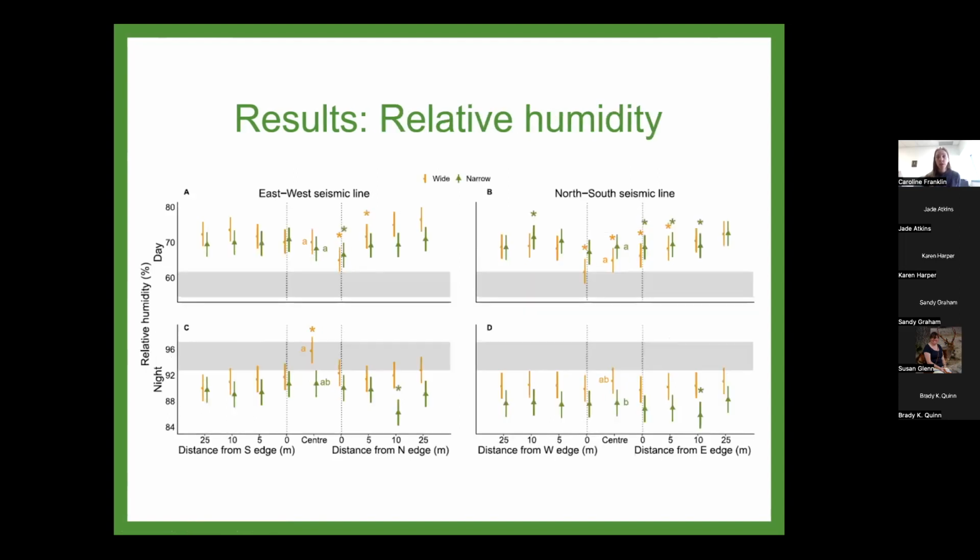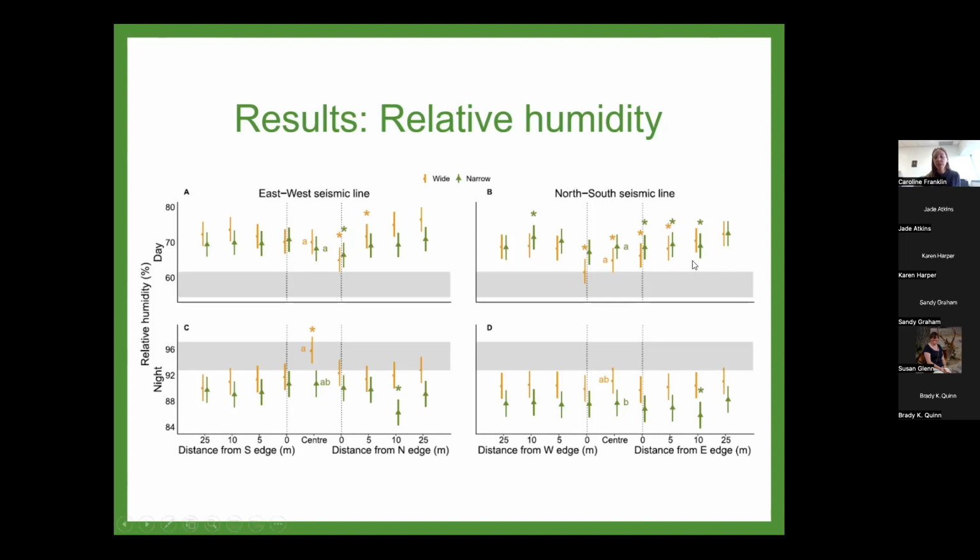These are the results for relative humidity. Again, the results for the day are on top and at night are on the bottom. During the day, we're seeing lower relative humidity on the south-facing seismic line edge compared to the forest interior, and for the east-facing edge over at the plot on the right.